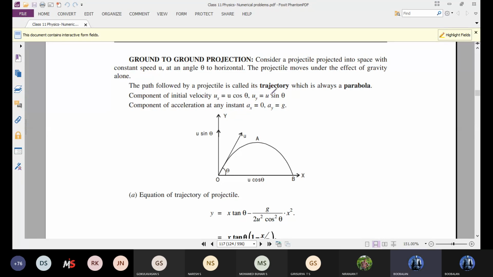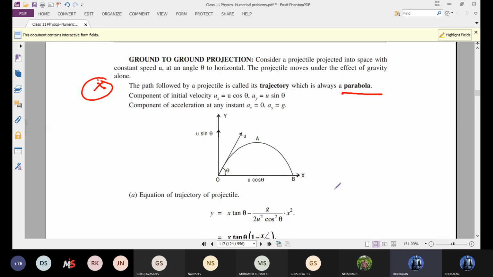Okay. So what does trajectory mean? The path followed by the projectile is called the trajectory, which is always a parabola path. This is the meaning. Trajectory means the path followed by the projectile.